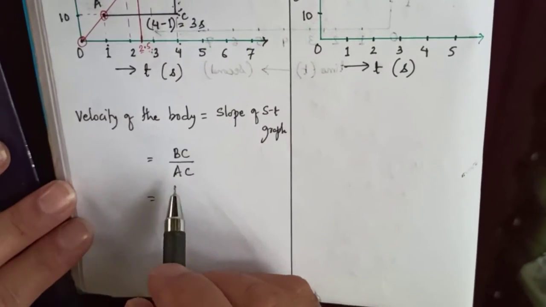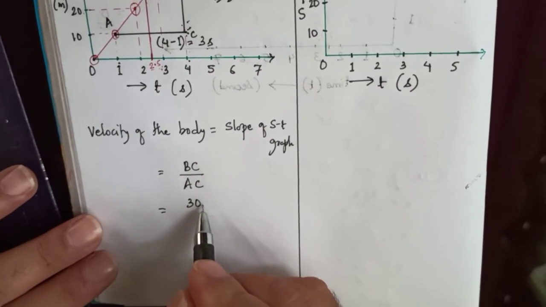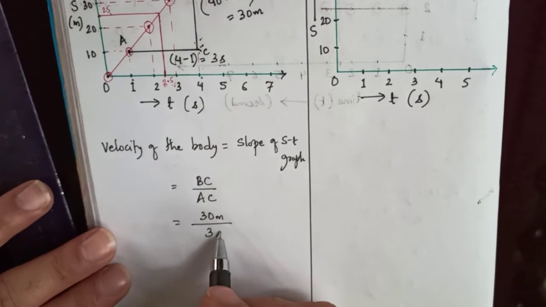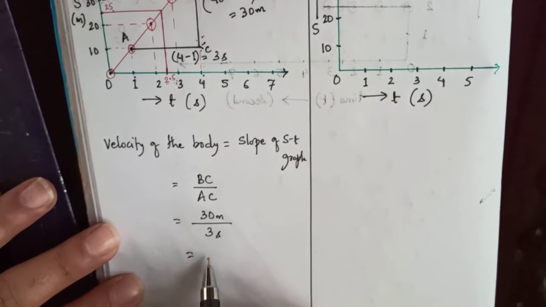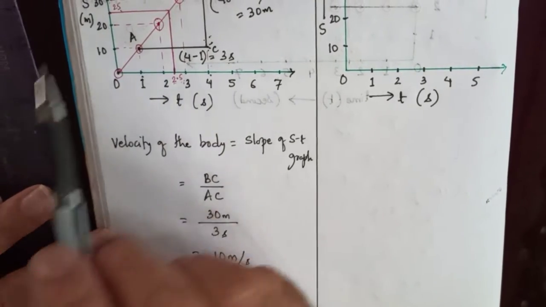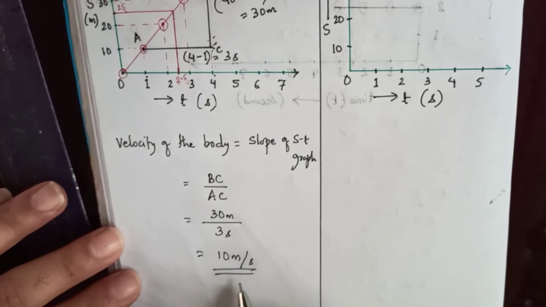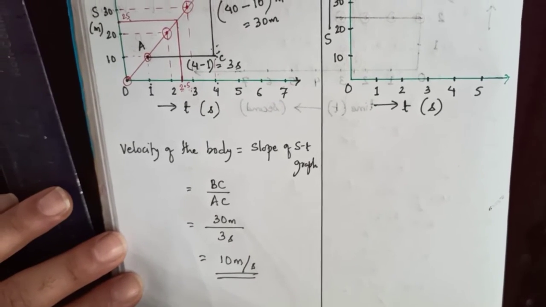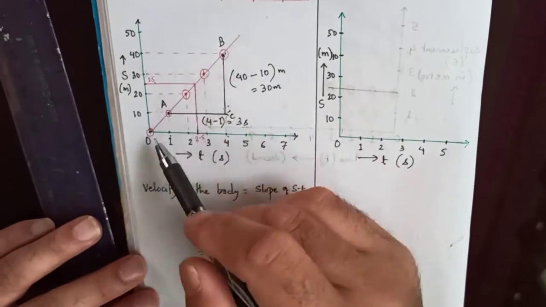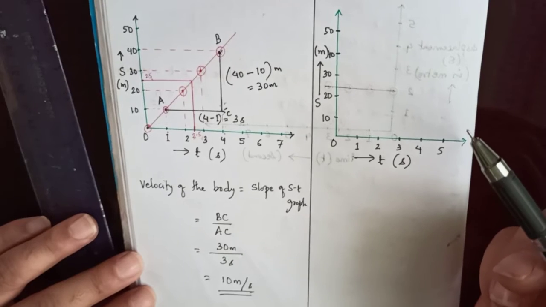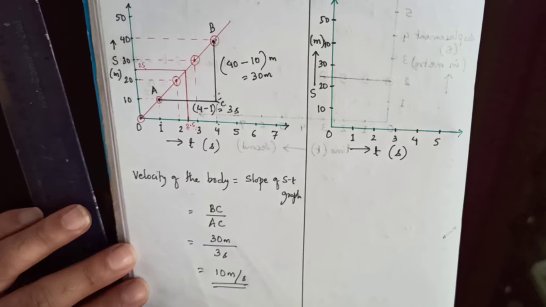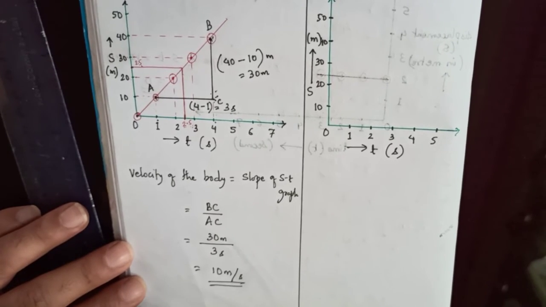So in place of BC, I'll write 30 meter, and in place of AC, I'll write 3 seconds. So this will be equal to 10 meter per second. That is, the velocity of this body, which is moving, is 10 meter per second. This velocity is uniform. That means if, instead of considering these 2 points, we consider any other 2 points on this graph line, and calculate the slope of the graph line, then it will come out to be 10 meter per second, meaning that the velocity is uniform.